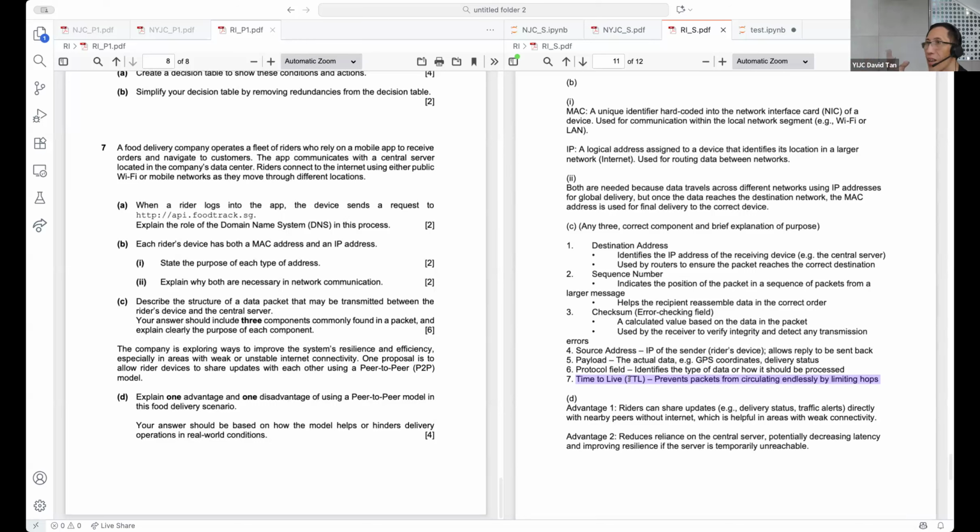For example, I send to you. My address is the source. Your address is the destination. But when you want to send back to me, you just swap the two. That means the source address now becomes the destination address, and the destination address becomes the source address. You will automatically send back to me.